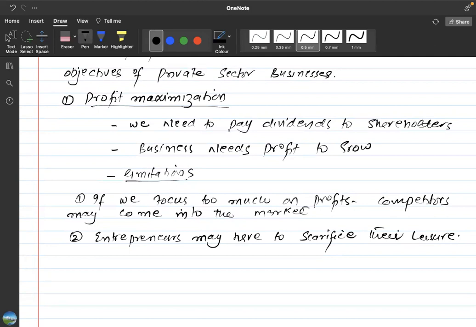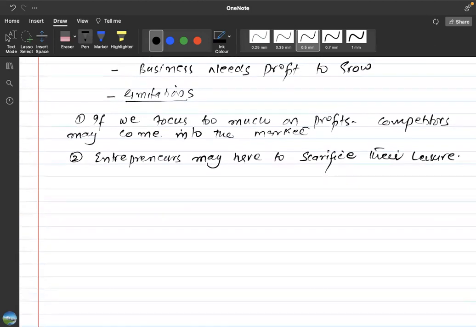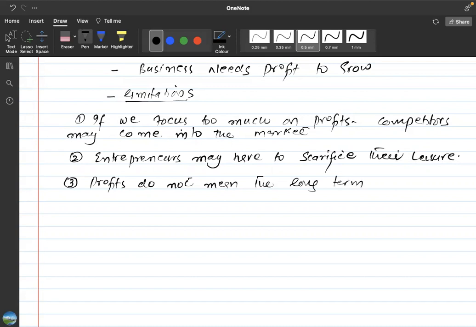And we are going to study a concept in future that is called work-life balance. We might say the work-life balance might be disturbed. Profits do not mean that business will be necessarily successful in the long term too. So these are a few limitations that are related with the profit objectives.